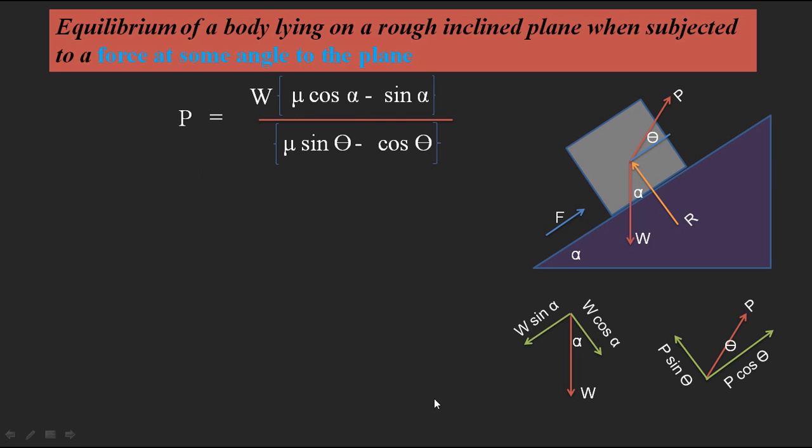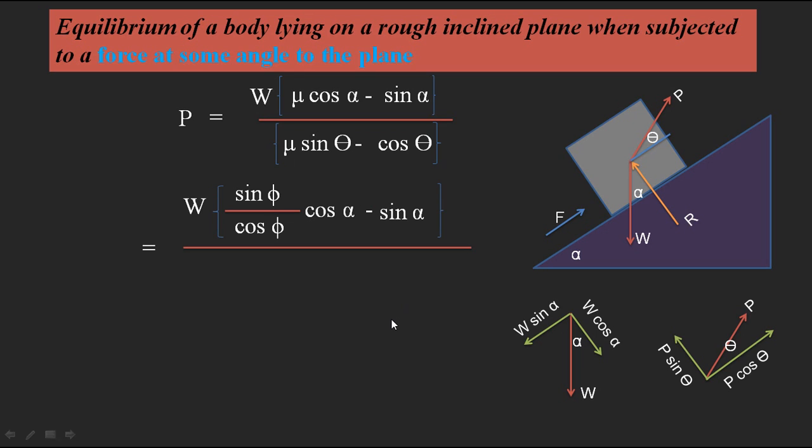So we go to the next slide. In this equation, in place of mu, we need to write sin phi by cos phi. So W of sin phi by cos phi into cos alpha minus sin alpha, divided by, again mu means sin phi by cos phi into sin theta minus cos theta, and take the LCM. When you take the LCM, the LCM is cos phi, so the cos phi in the numerator and denominator will get cancelled above and below.